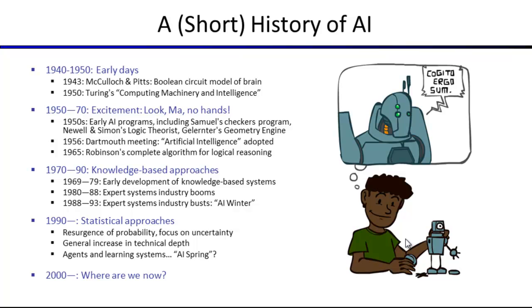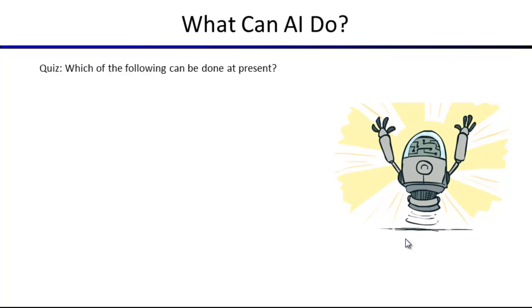So let's take a look at what might be possible right now. Little quiz for you guys. Can AI play a decent game of table tennis? Who says yes, raise your hands. You're all right. AI can play a pretty decent game of table tennis. Can AI play a decent game of Jeopardy? Yes, it recently did so and was very convincing.